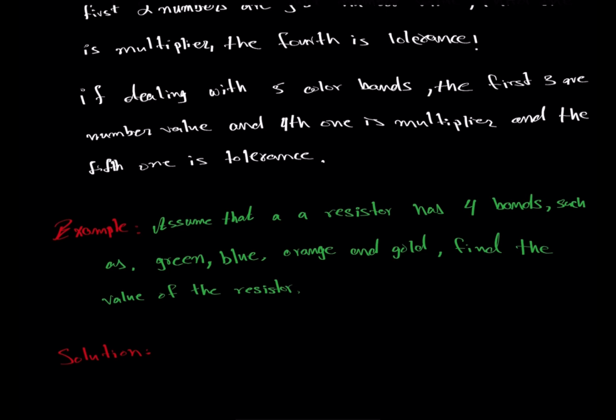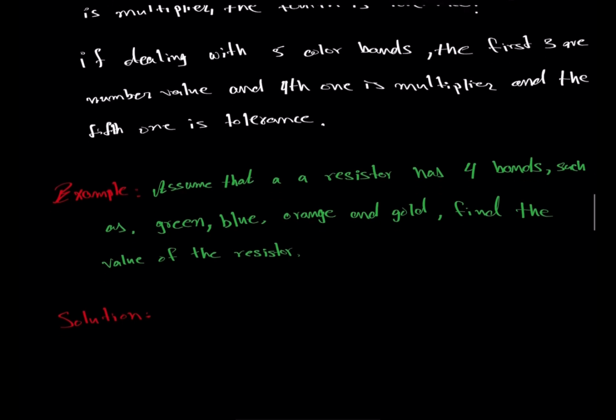We have them. And the third one will be the multiplier, and the fourth one is the tolerance. But if we have 5 bands, the first 3 will be the numbers. You just write down those numbers side by side, and then the fourth one is a multiplier, the fifth one is a tolerance. But if we have only 3 bands, what happens? We will talk about that next.